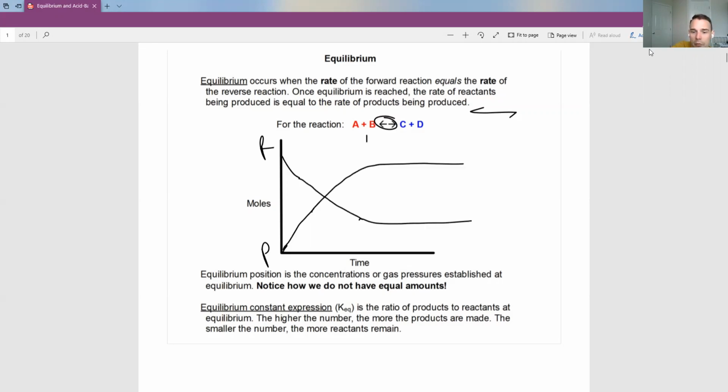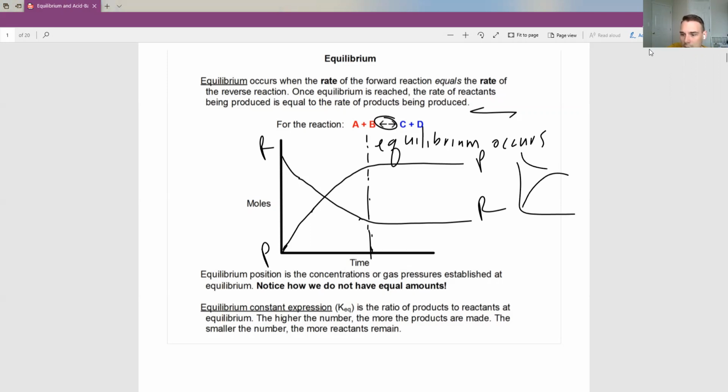The point on the graph where they level off is where equilibrium occurs. Okay, so here you can see at the end I have more products than reactants. It can be the other way. You don't necessarily have to have more products than reactants. You could have a graph that looks like this. So it doesn't have to happen like that, but that's just, if you're doing a reaction, you want more products. So hopefully it looks like that one on the left.